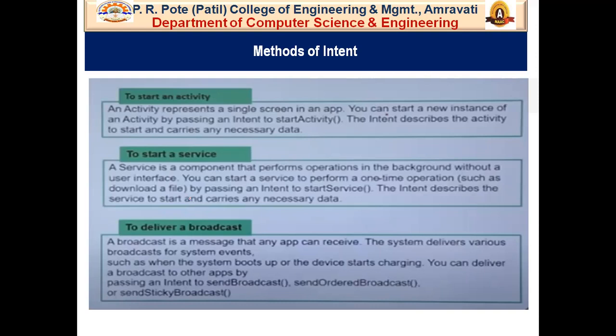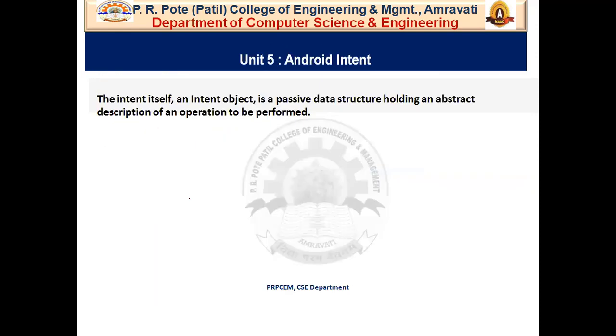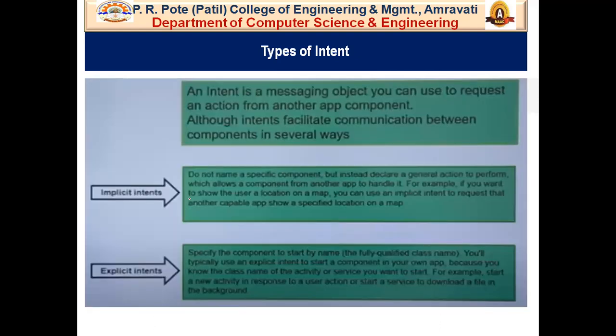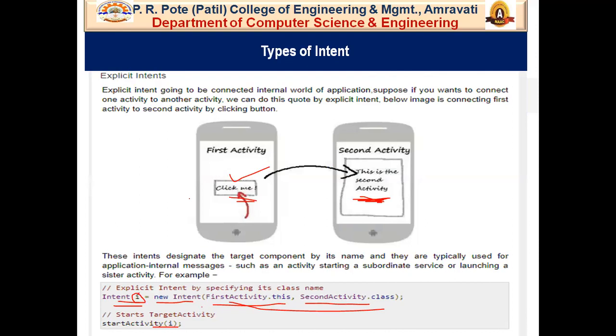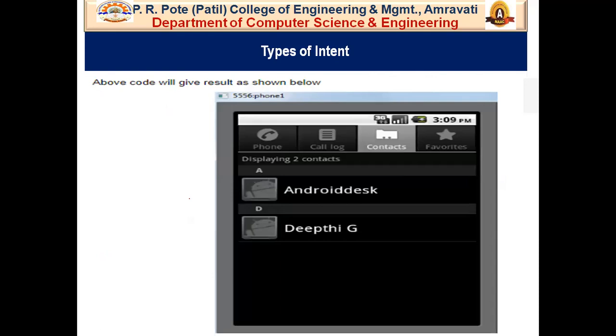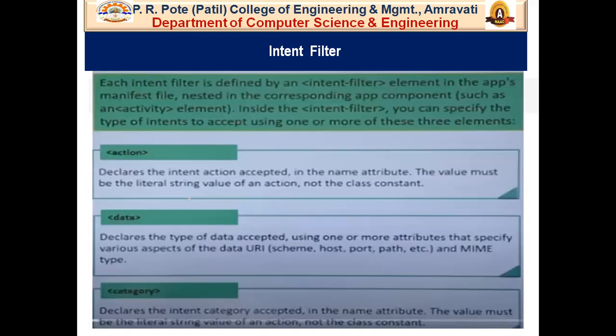So what we are discussing is the intent. First, we start with what an intent is, then what intent objects are. Basically, there are two types of intents: explicit intent and implicit intent. After that, we have seen the syntax for the explicit and implicit intent. This is the example of the implicit intent. Then the methods and descriptions related to that particular intent. And after that, the next topic is intent filter.